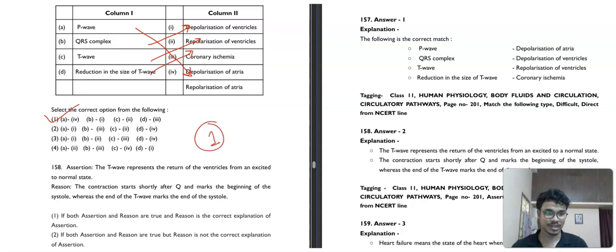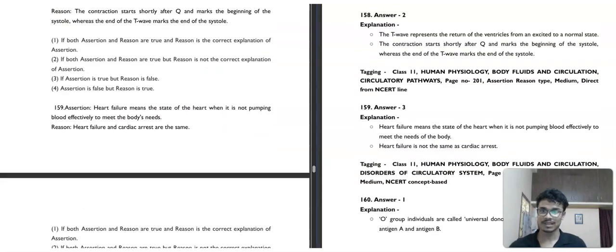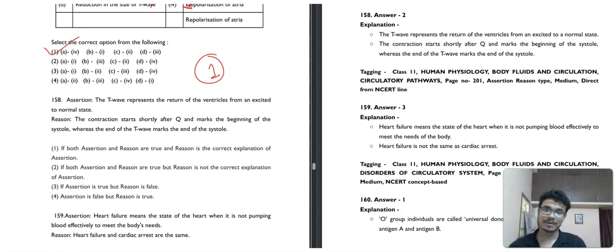Then the assertion reason question, we will check 158. It is saying that the T wave represents the return of ventricles from an excited to normal state. Is this statement true? Yes, this statement is true. Now it is saying that the contraction starts shortly after Q and marks the beginning of the systole, whereas the end of T wave marks the end of systole. Yes, it is correct actually. So both statements are correct, but they are not verifying each other. There is no relation between them. So the second option will be the correct answer.